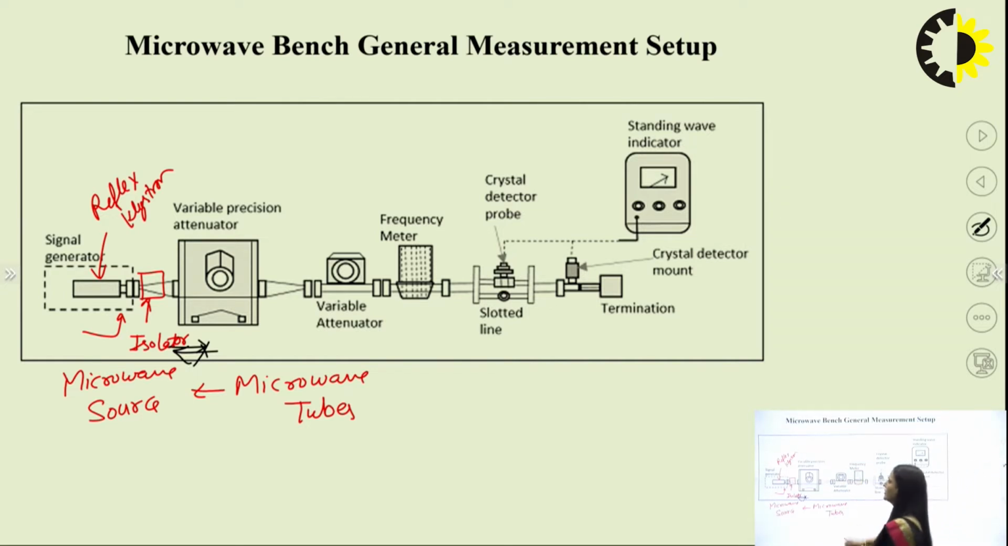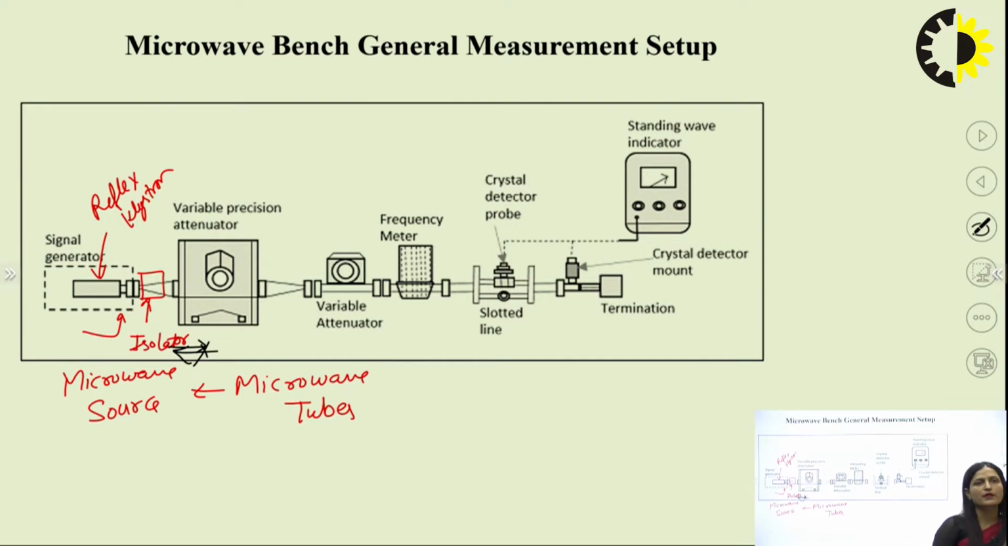After that there is a variable precision attenuator, where we are providing the attenuation. Different types of attenuators are available. The variable attenuator we are using can be a pin diode type or a plate type. If we move this pin or plate, the microwave signal is absorbed by the plate and pin, and if we release it and give a path to the microwave signal, then the signal will move towards the frequency meter.